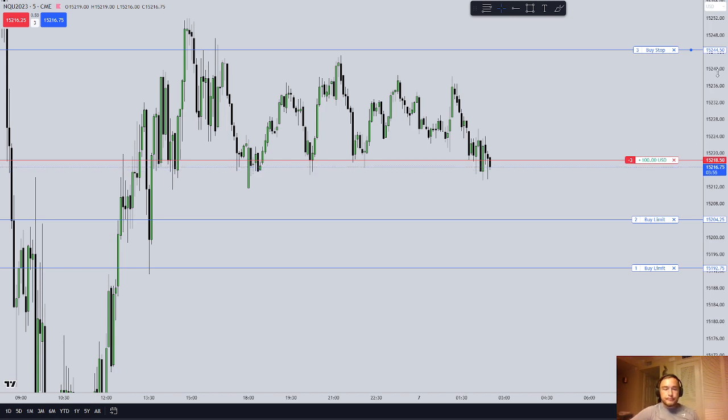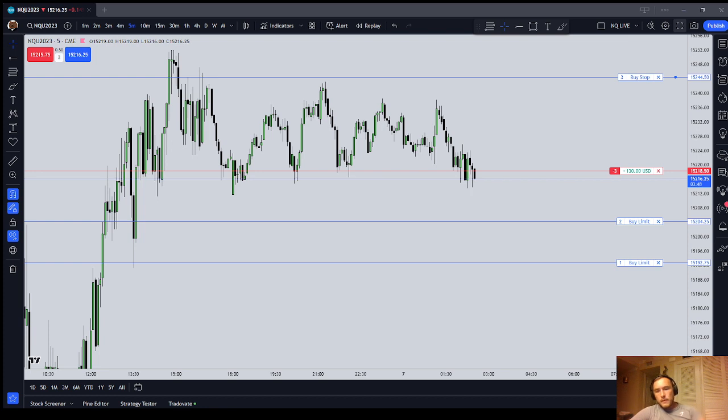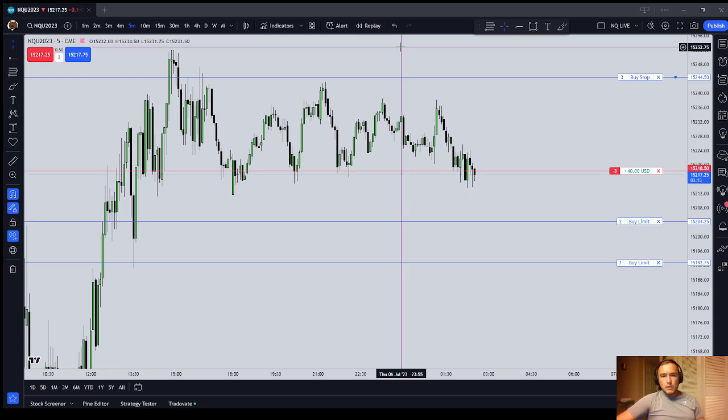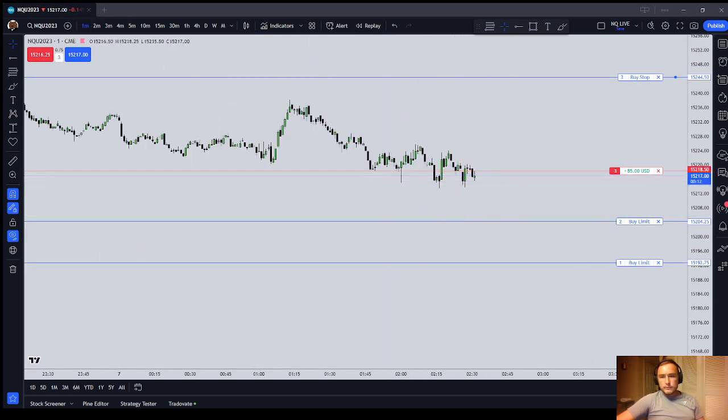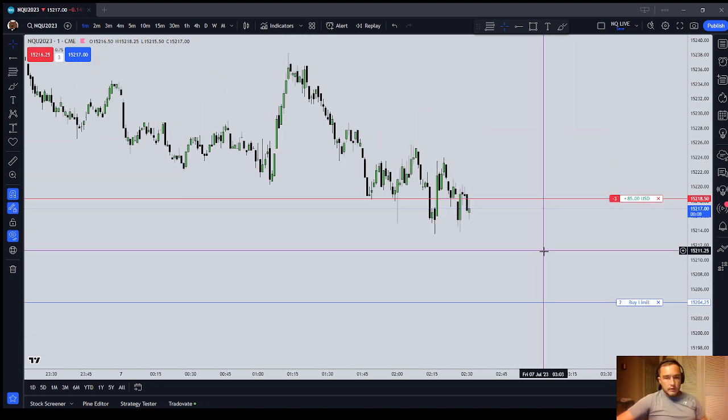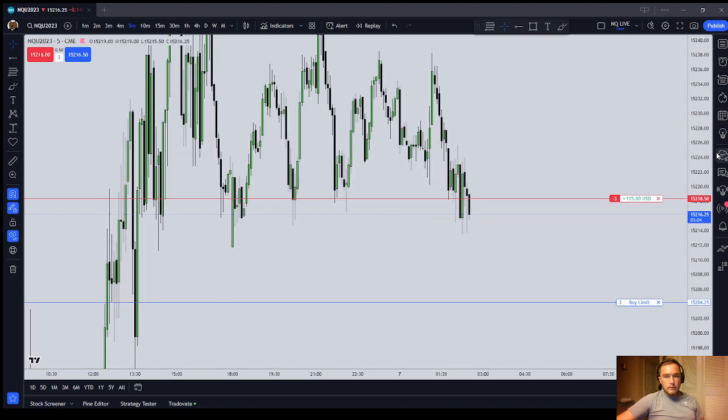Looking for a shot lower here. This is looking good. You know, one minute chart is suggesting good things. Like the analysis is on point here.